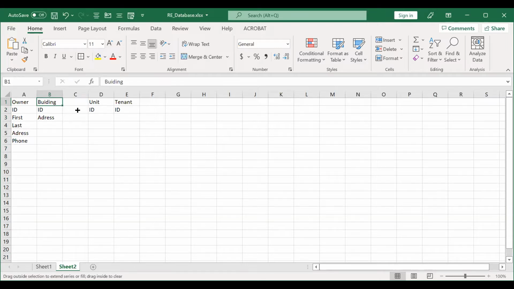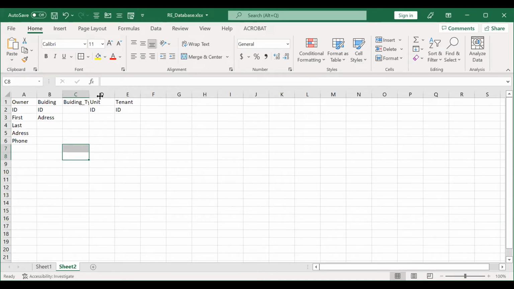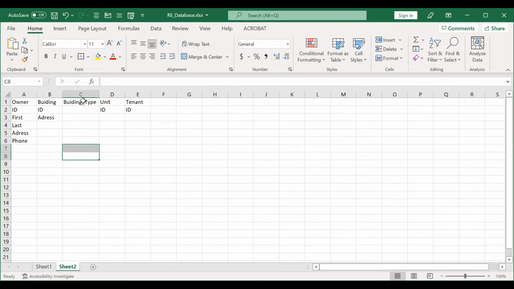I hate typing because I have a neurological issue, so it's hard for me to type, but building type. Now, unit will have a unit type. So again, we're going to have an ID. Oh, wow, people are still joining. Okay. So building type.